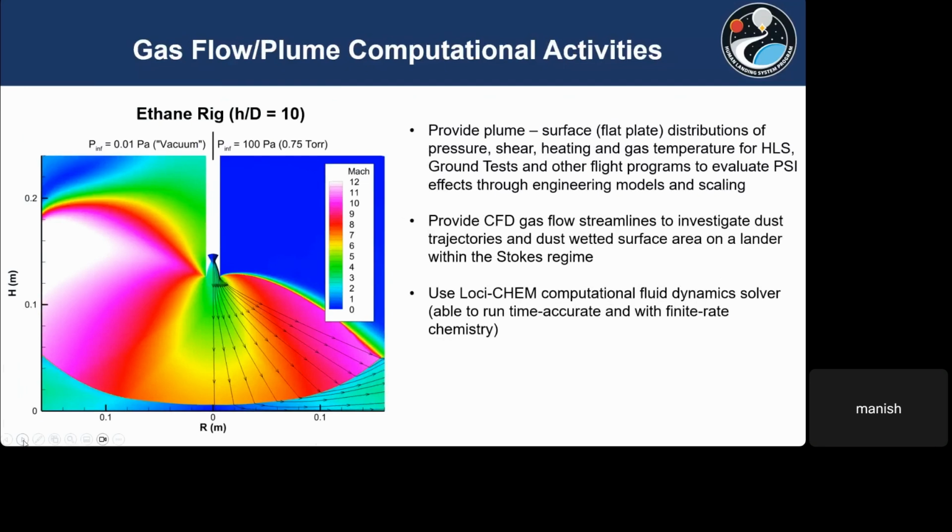as I think a lot of the folks in ER42 have mentioned, we use LOCI-Chem as well to understand the gas flow aspects of PSI. So we provide plume-surface distributions such as pressure, shear, heating, and gas temperature for various ground tests that we're supporting in flight programs.